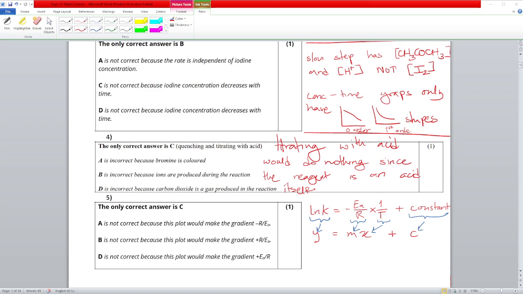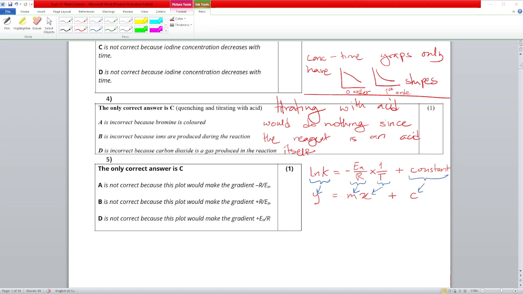So then you have question 4. This one's a bit of a trick question again, I would say, because it's which of these is not a suitable method. And the reason C isn't a suitable method is because your reactants are acids. The concept of quenching and titrating is a method that is used in other contexts. But in this context, it can't be used because you're titrating an acid, right? So there's no point quenching with an acid if you already have an acid.